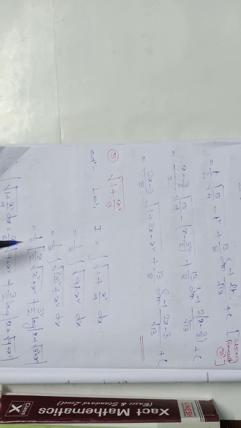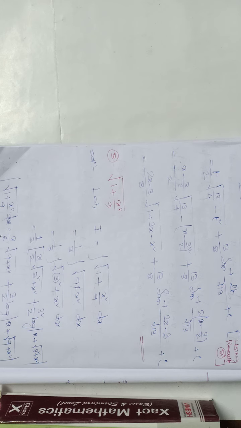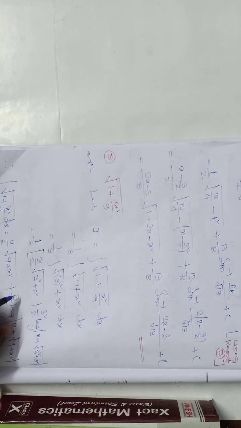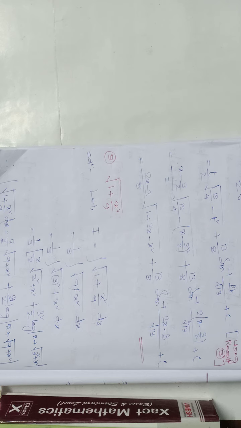So using the formula root over a square plus x square formula, which is x by 2 root over a square plus x square plus a square by 2, here a is 3, log mod of x plus root over a square plus x square. So ultimately the answer becomes x by 6 root over 9 plus x square plus 3 square by 2, so it becomes 9 by 2 log x plus root over 9 plus x square.